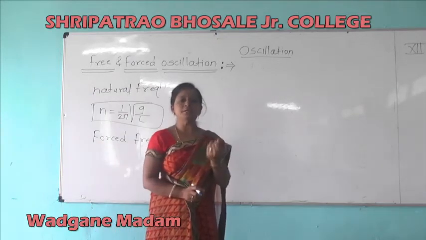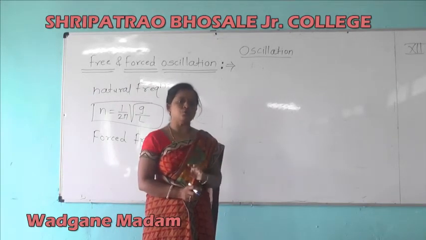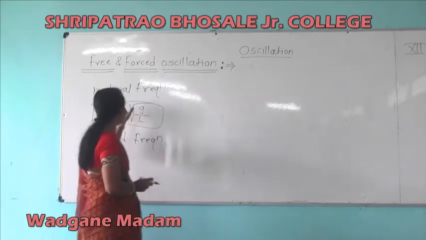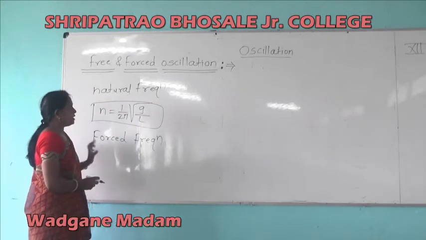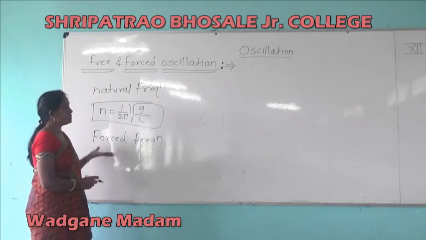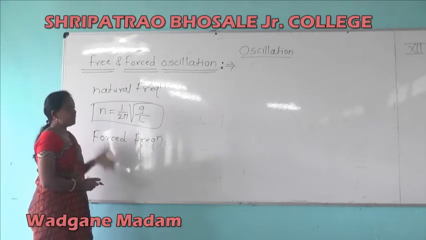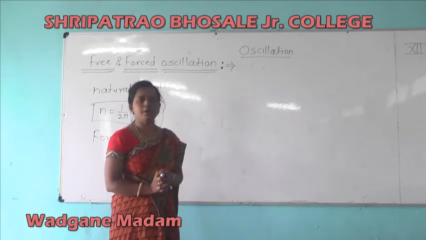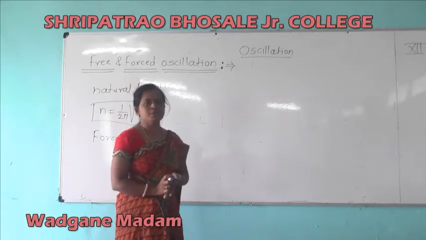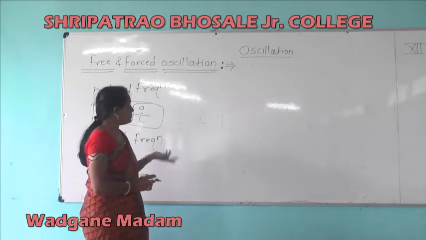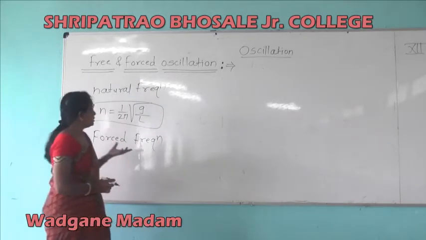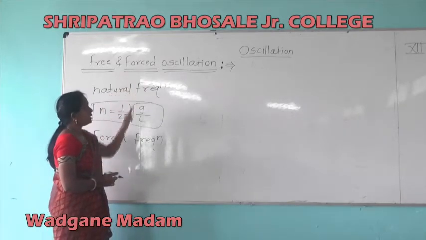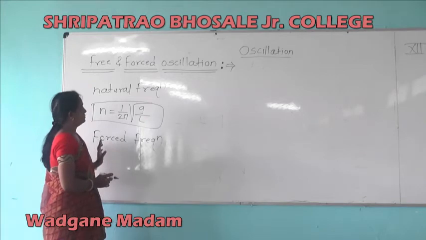If an object is allowed to oscillate about its own axis, it will oscillate freely, and that frequency is called the natural frequency. If this simple pendulum is made to oscillate by applying an external periodic force, then it oscillates with a different frequency, called the forced frequency, and the corresponding oscillation is called forced oscillation.